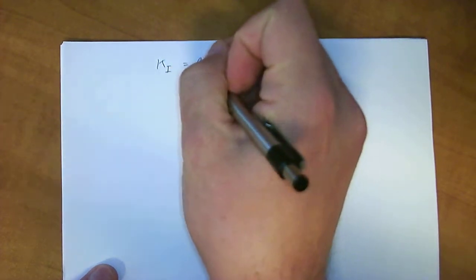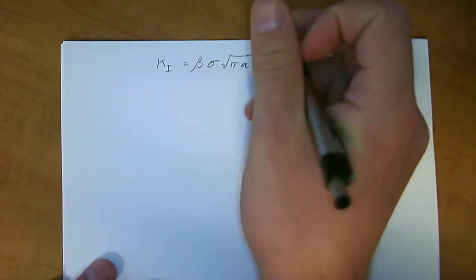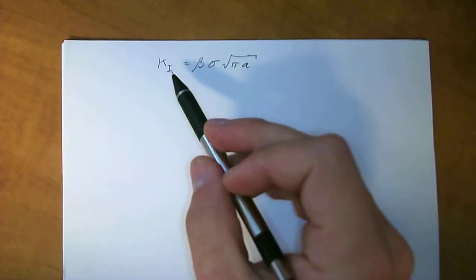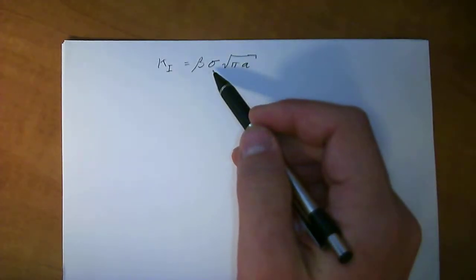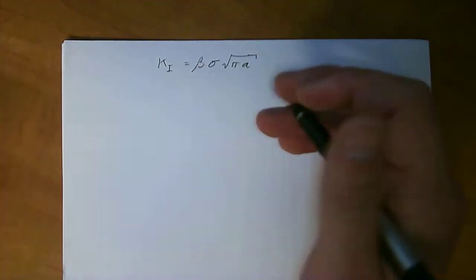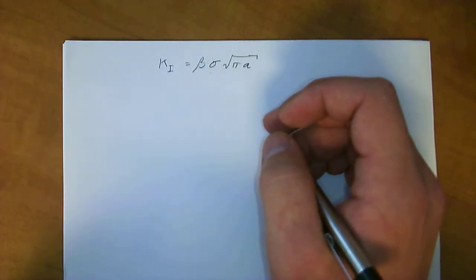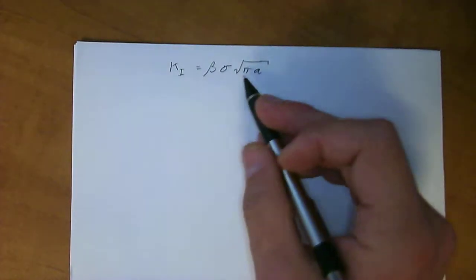Alrighty, so starting with this problem. Since we're dealing with fracture, the base equation that we're going to have to use is K_I is equal to beta sigma square root of pi a. In this case, K_I is the stress intensity factor. And then sigma is whatever stress you want to use. Beta is a value we'll get from the chart. And a is the size of the crack.